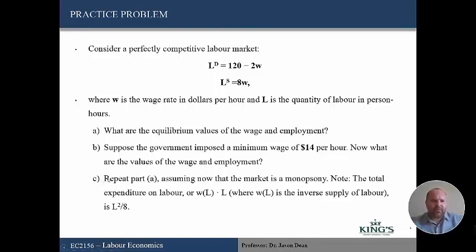And then C, repeat A, but now assume that the market is a monopsony. And note that the total expenditure on labor, or W as a function of L times L, that's what the total expenditure of labor is. W, which is a function of L, times L. And W(L) is the inverse supply of labor. And this thing is equal to L squared over 8. So this is the total expenditure on labor.